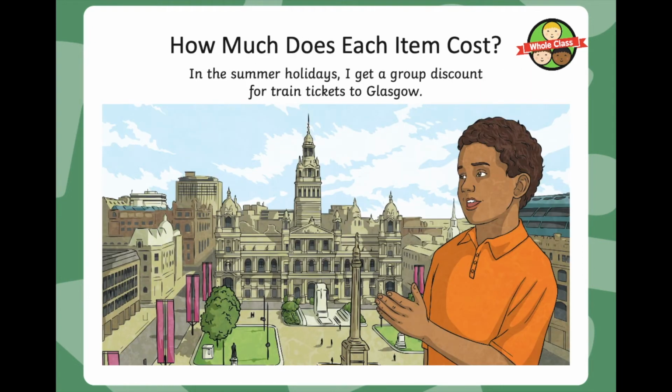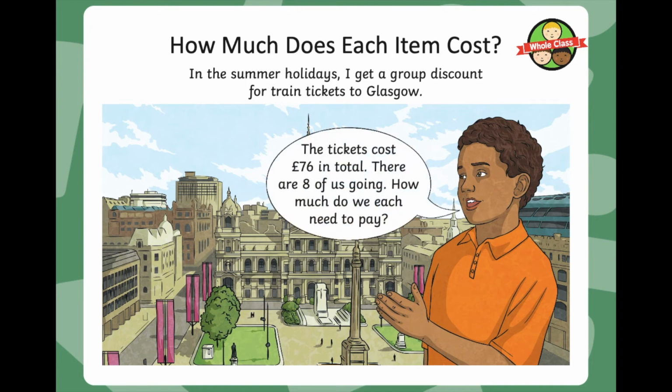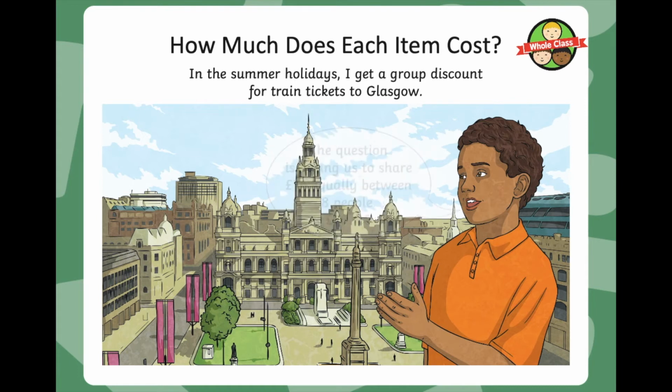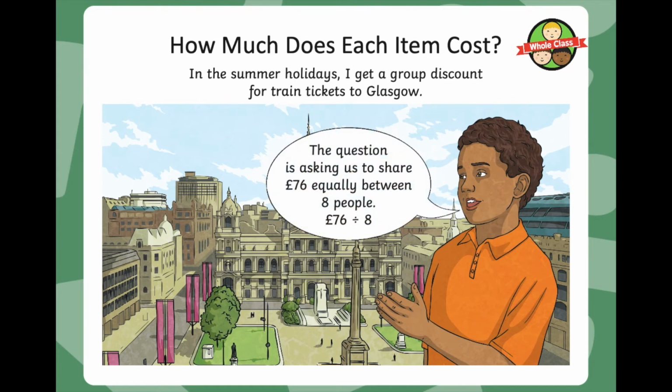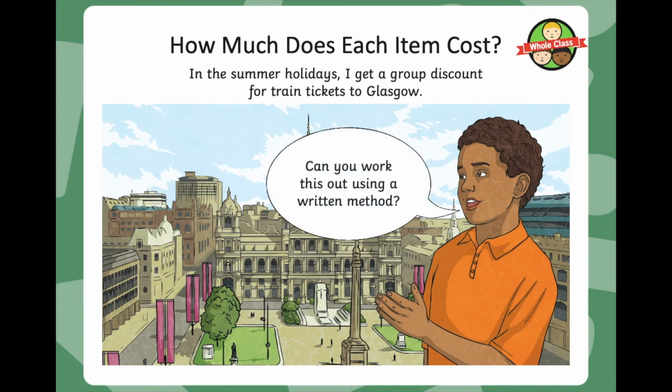How much does each item cost? In the summer holidays, I get a group discount for train tickets to Glasgow. The tickets cost £76 in total. There are 8 of us going. How much do we each need to pay? The question is asking us to share 76 equally between 8 people. 76 divided by 8. Can you work this out using a written method?